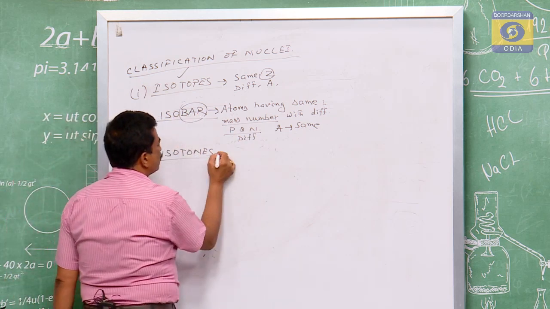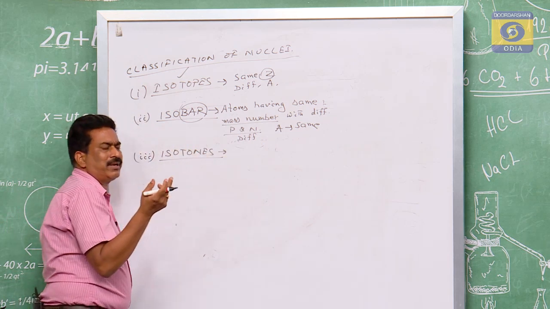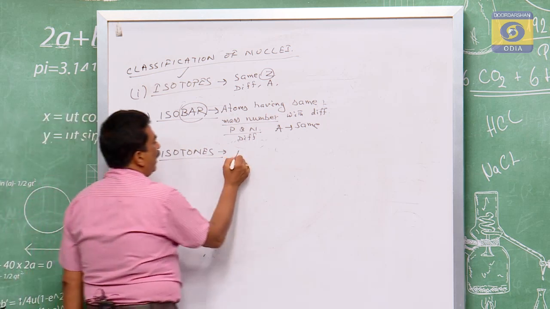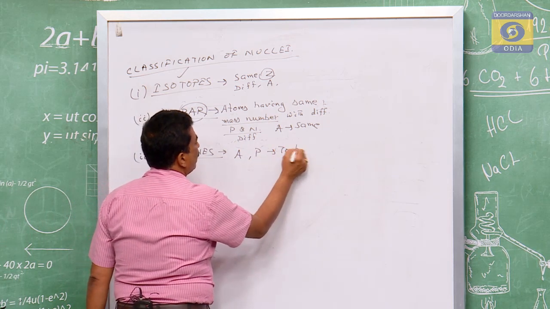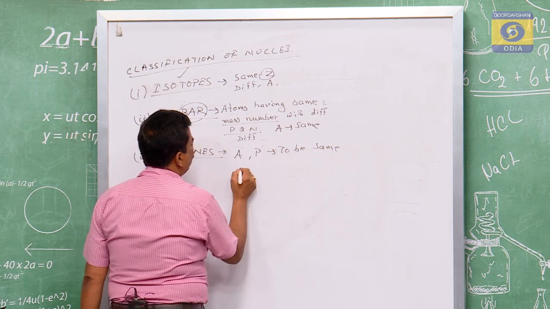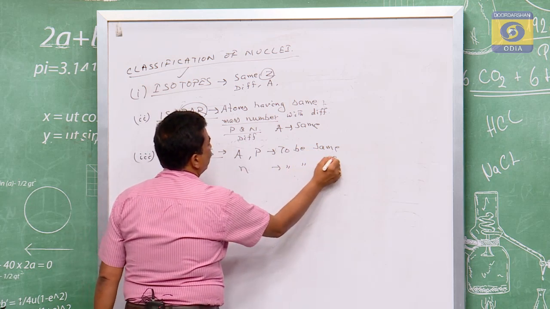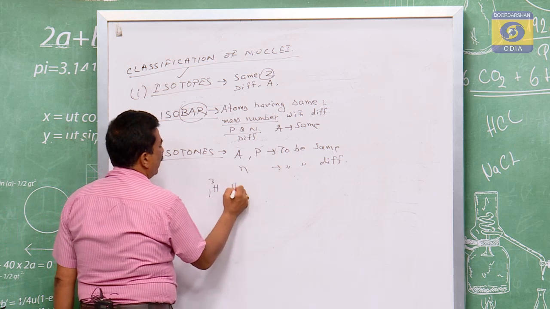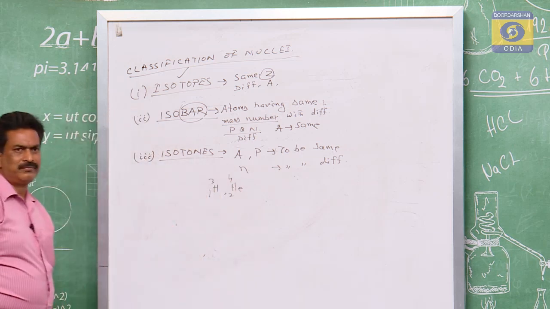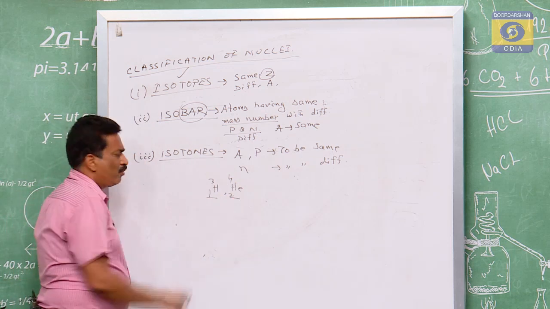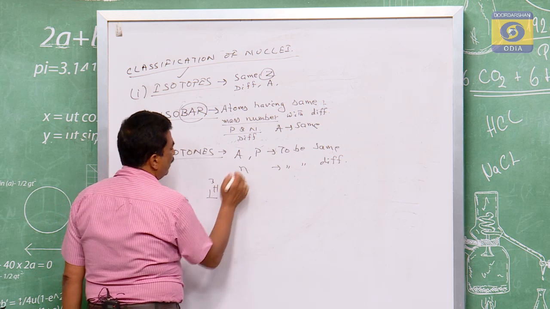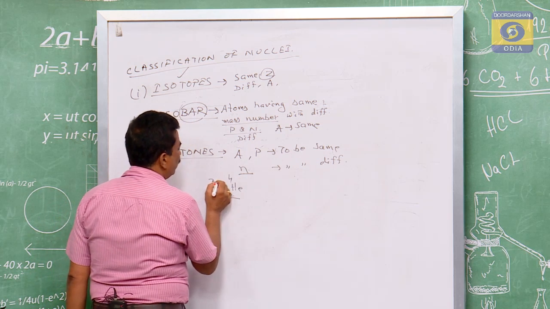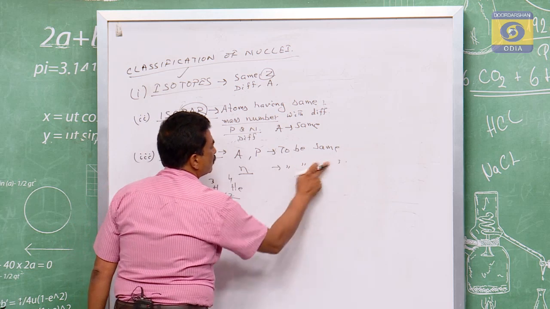And for isotones, what will happen? The neutrons are different for isobars, but for isotones, the protons and the atomic numbers A and P are different, and the neutron is the same. Suppose I write 1H3 and 2He4. You see, 1 and 2 are the Z numbers, and N means the number of neutrons.